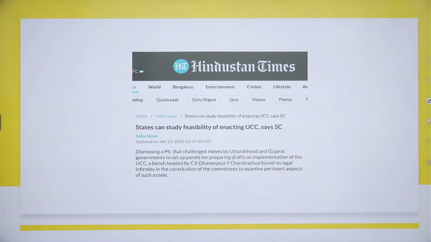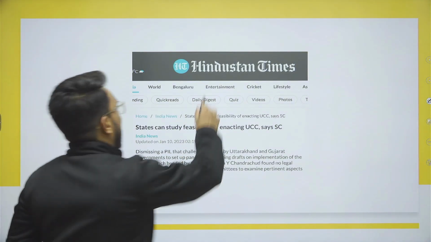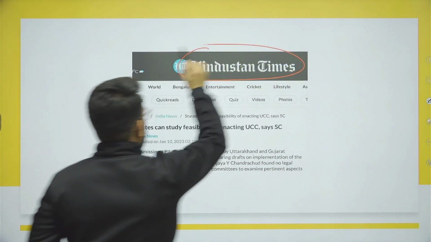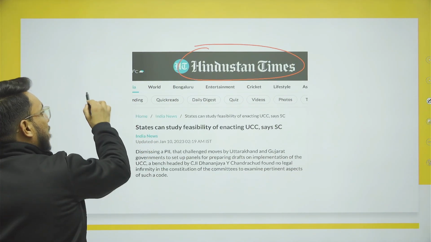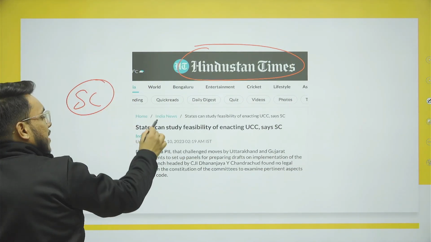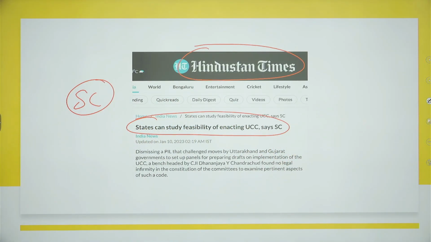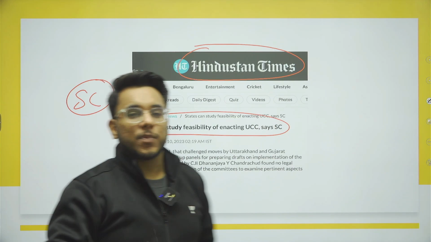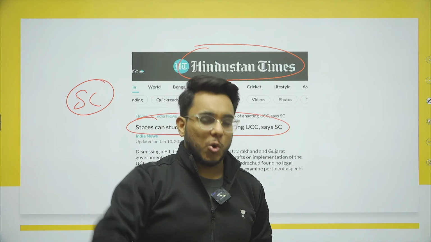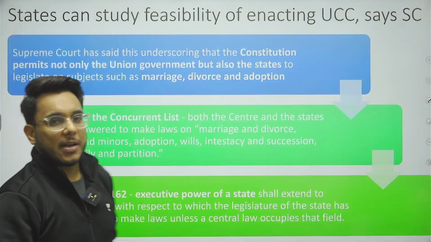Now, moving to the next article. This article we have taken from Hindustan Times. The article is talking about a Supreme Court ruling that has come, which has provided what the power of state governments is to conduct the feasibility study on UCC, Uniform Civil Code. Now, let's understand this article, what has come.